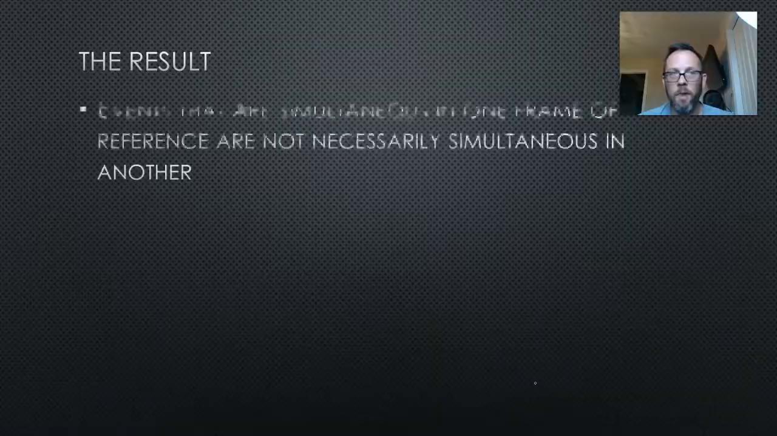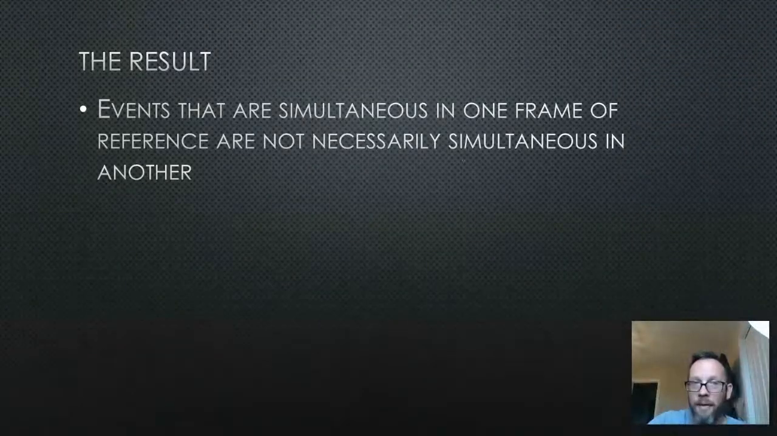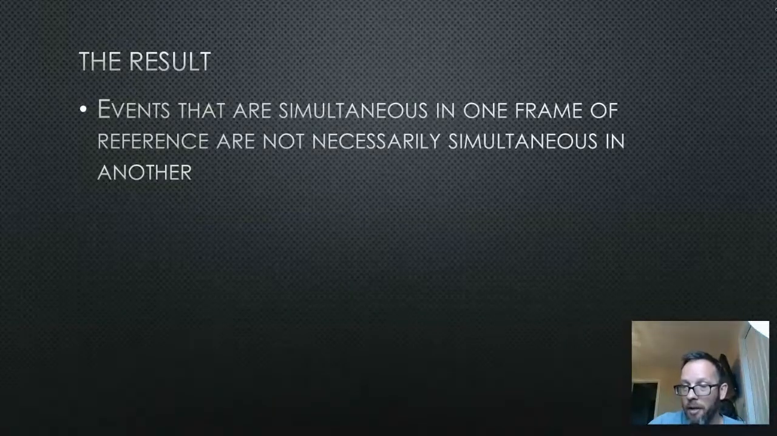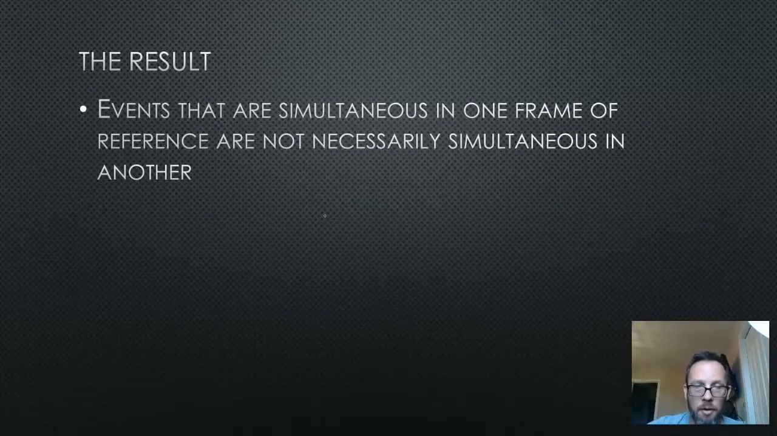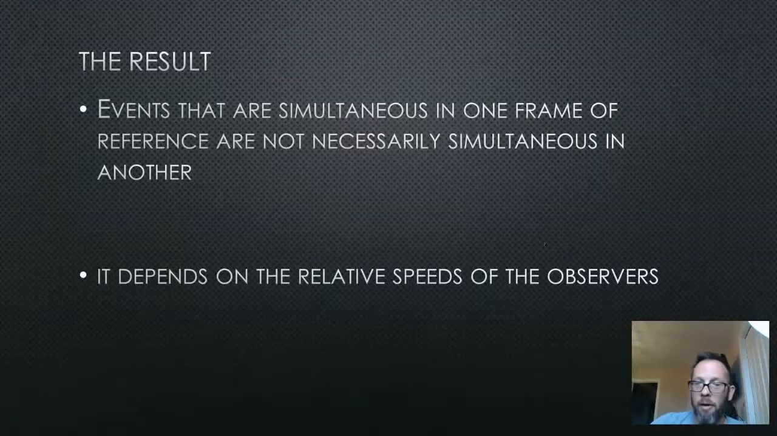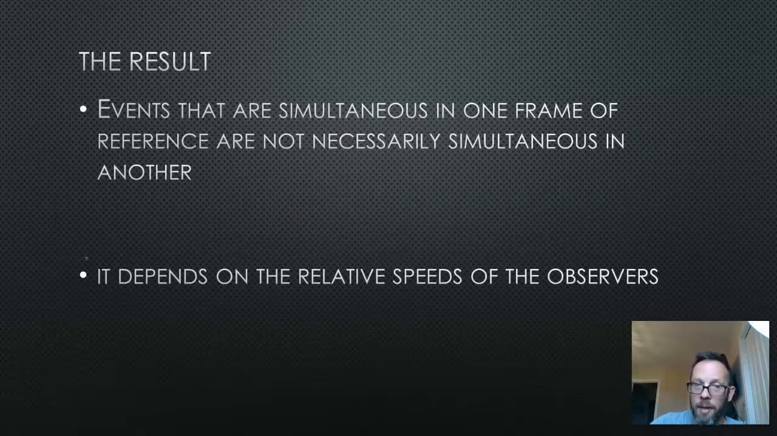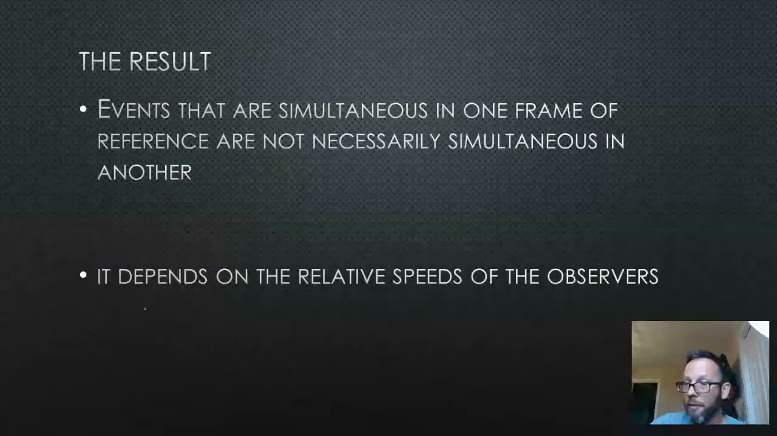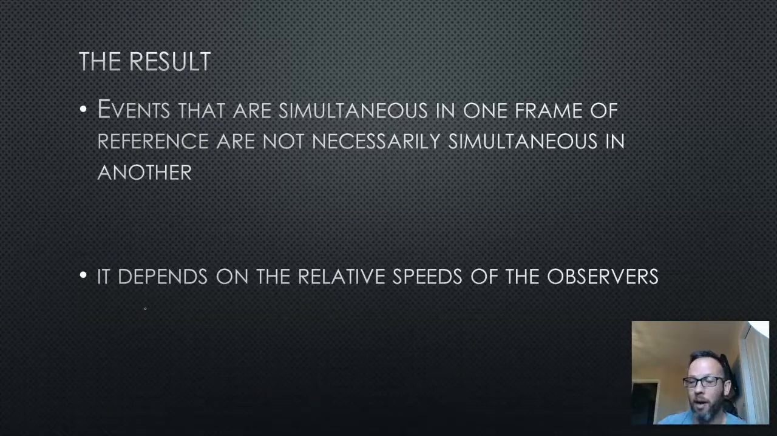So the result, and hopefully you're convinced at this point, is that events that are simultaneous in one frame of reference are not necessarily simultaneous in another. So we just kind of showed that. Anything else here? Yeah, it depends on the relative speeds of the observers. So what we have to do in our next lesson is try to quantify that. If two events aren't simultaneous and times between events is kind of up in the air, how do we quantify that based on how fast they're traveling? So that'll be our goal in our next lesson.